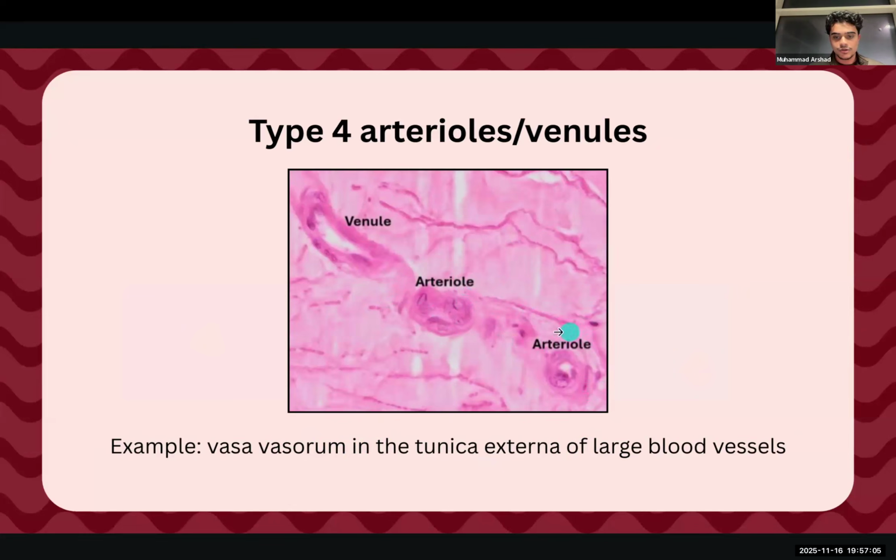And you should know that for the arterioles, the lumen is going to be rounder, whereas with the venules, the lumen is going to be more collapsed like this.